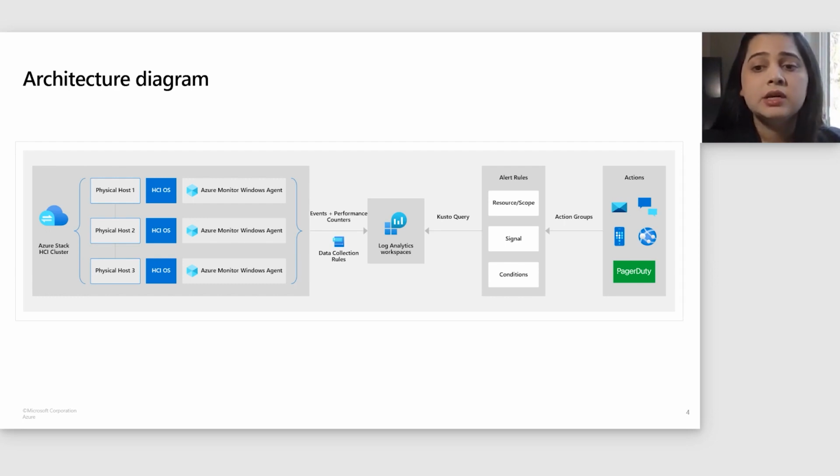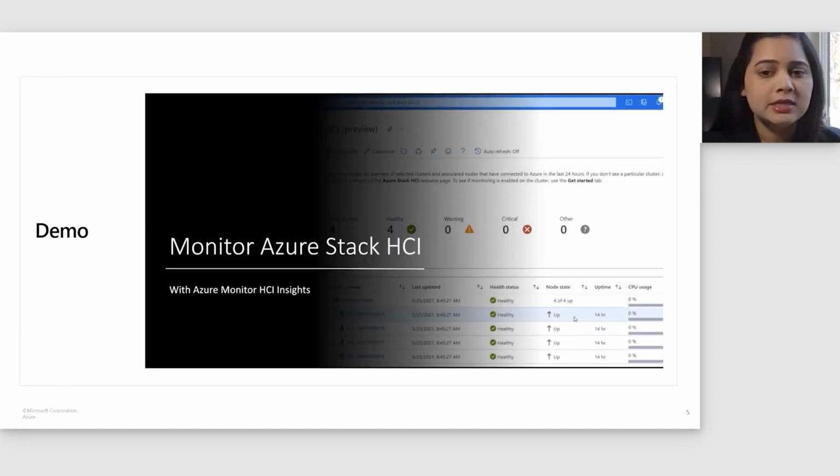HCI Insight uses kusto query language to query the log analytics workspace and create alert rules based on the query result. Alert rules specify the resource, in this case the Azure Stack HCI cluster, signal, which is the log query result, and threshold value, which is the maximum value at which you want to get notified. Once the alert rules are defined, you should be defining the action rule, which is like an email, SMS, or any other third-party tool like ServiceNow or PagerDuty. Now let's see this in practice.